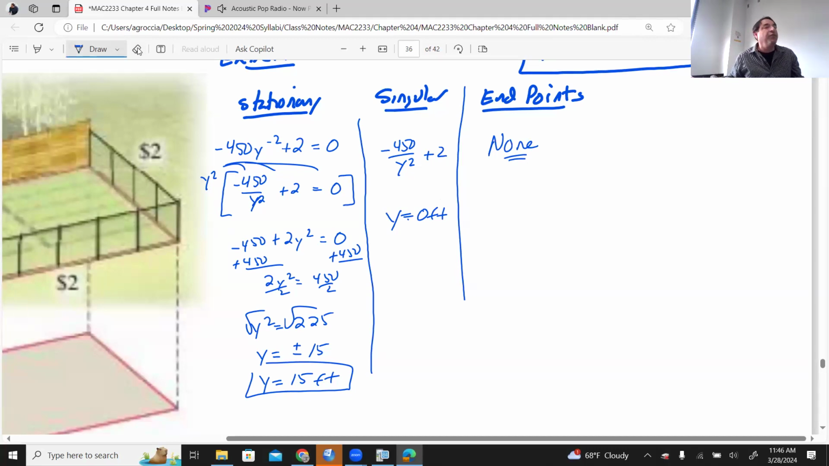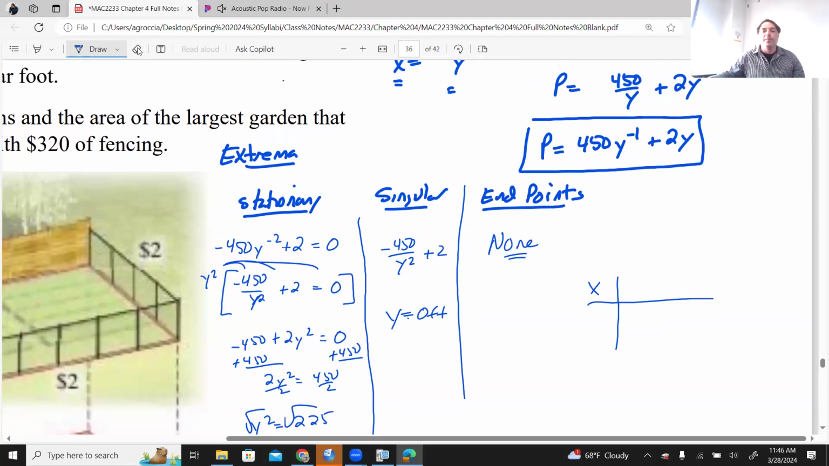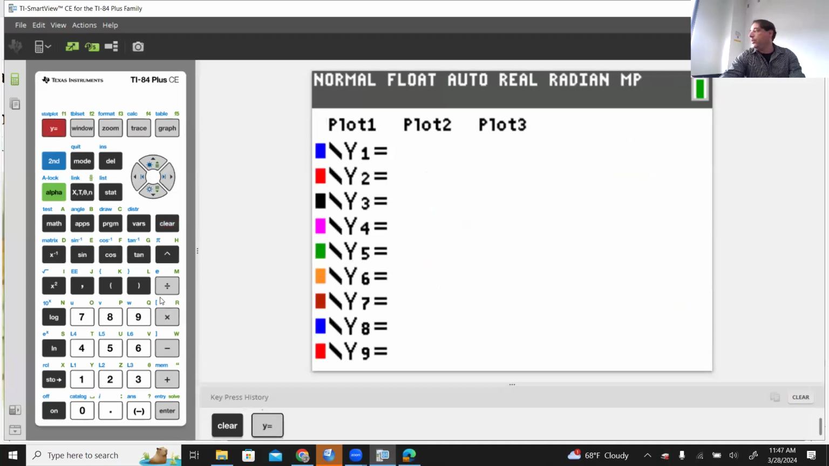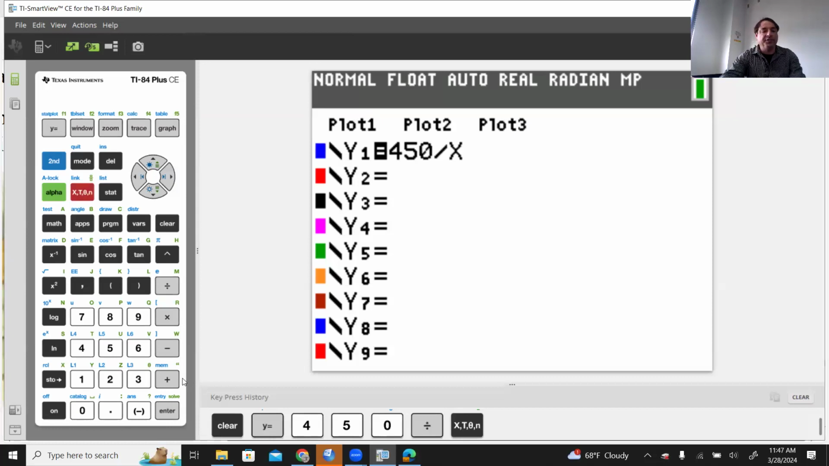So all this work, what do we get for an answer? 15. But we're still going to check it, right? We're going to plug it into the original. So we have 15. We go to our calculator. We're going to go to y equals. We're going to put in our original, which is 450 divided by x, plus 2x.